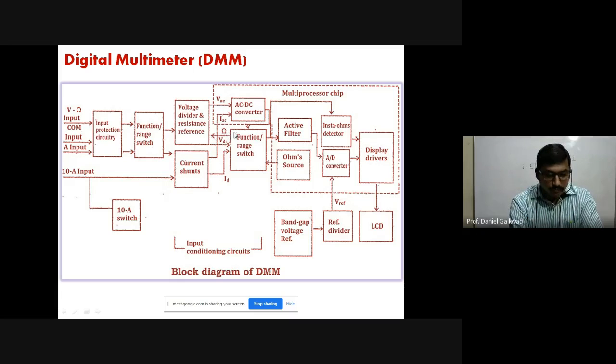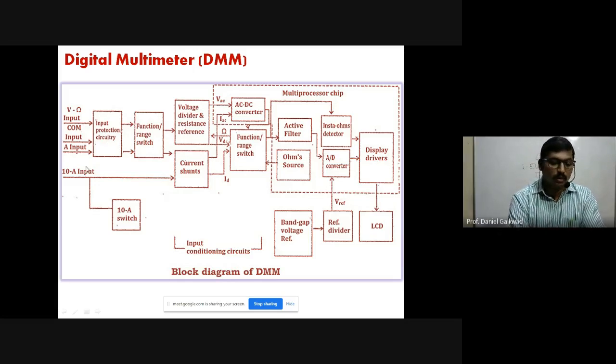Now check carefully for ohm measurement, resistance measurement. This will again be the function or range switch, connected to ohm, then to the active filter, and then the resistance is converted into voltage, and that will be displayed, with the proper selection of range here. So for voltage and resistance we have the same sequence of blocks.